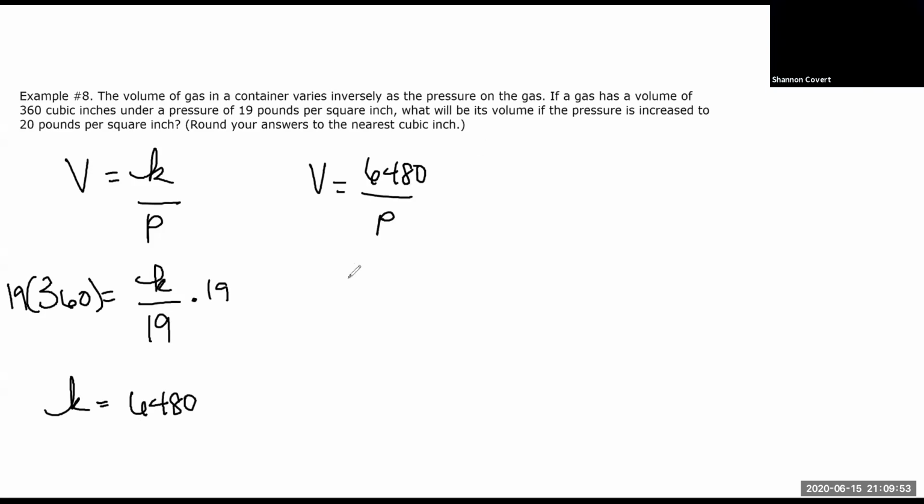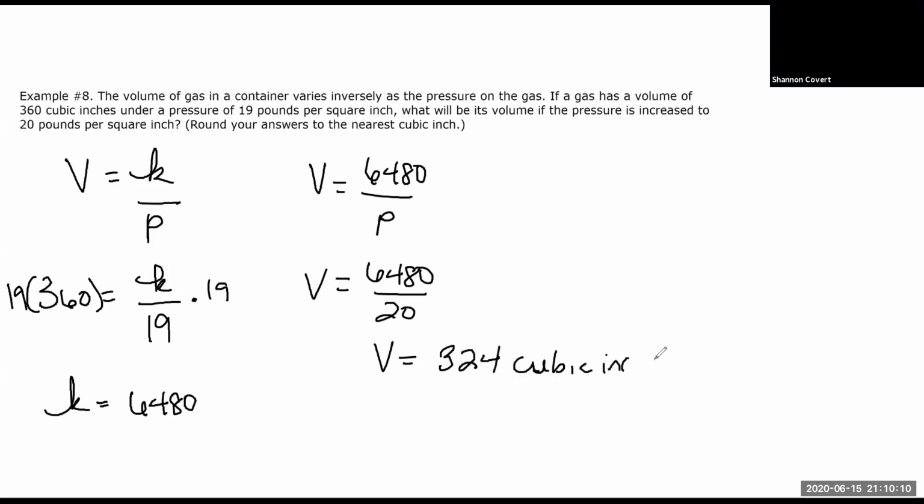This time I increase my pressure to 20 pounds per square inch. My volume is equal to 6,480 divided by 20. So my volume is 324 cubic inches.